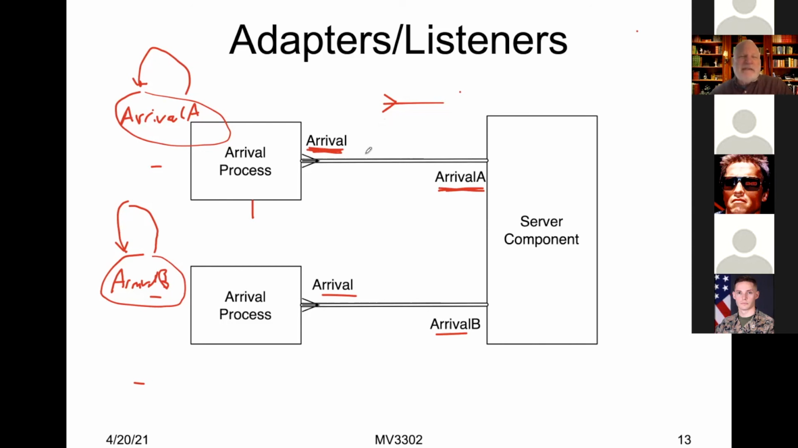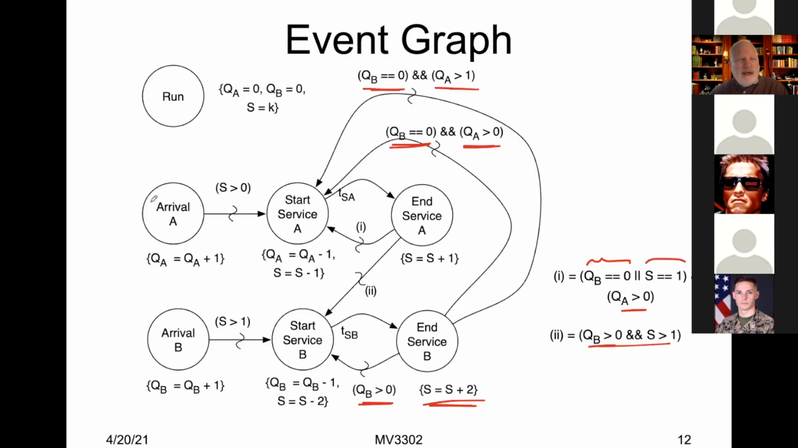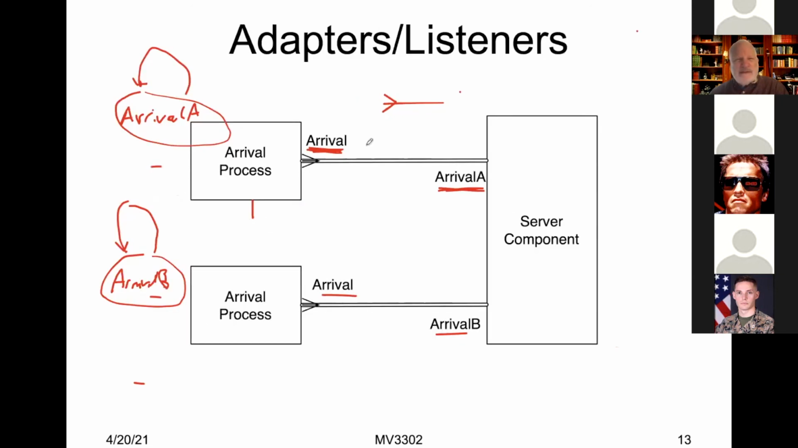And the whole idea of the adapter comes from the principle of laziness. That is, given that I have a component, the arrival process, that produces a sequence of arrival events, and I want a sequence of arrival A events, instead of writing a whole new class, which I could, I just say I want to adapt the arrival event to an arrival A event.